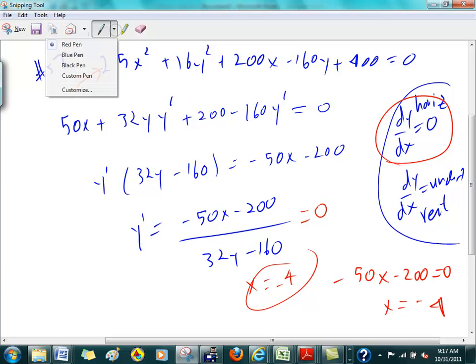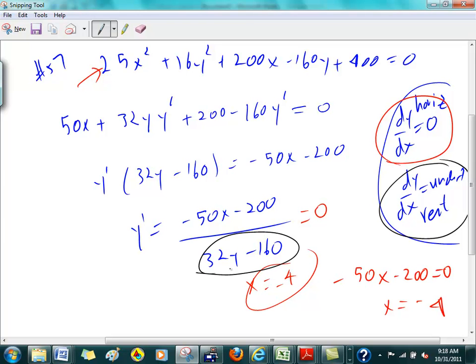Now the other one, the undefined one, the denominator is going to be 0. So this guy is going to be 0, which means that 32y equals 160, y is equal to 5. And then you take y equals 5 and you put it wherever you see y in the original equation, and you get an equation in x. And you solve that.